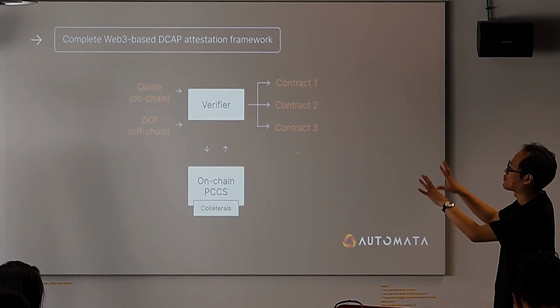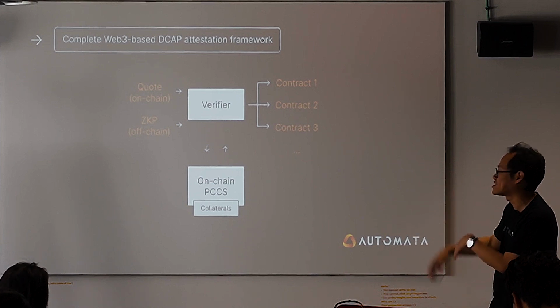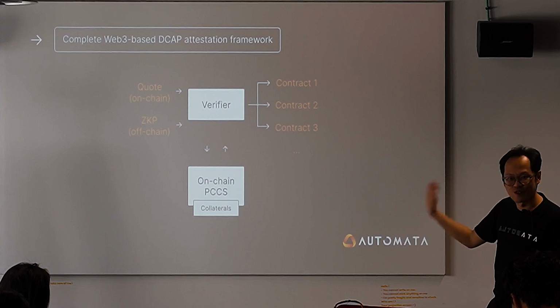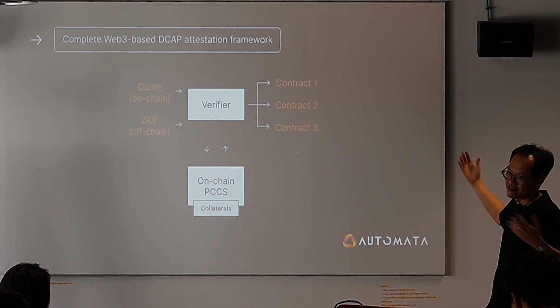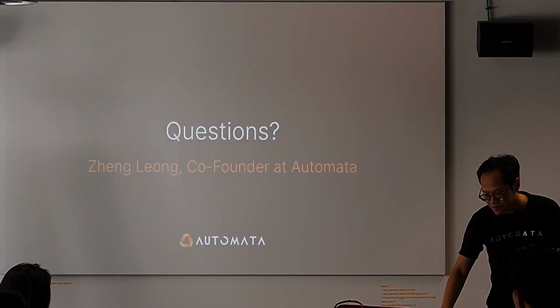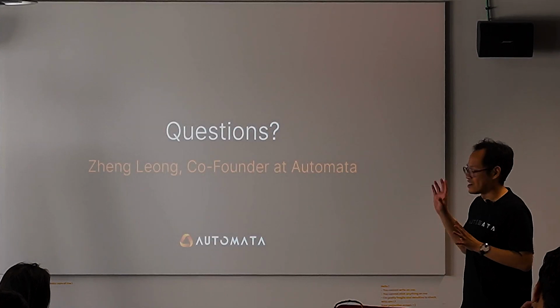So finally, we have an architecture something like this. We have a verifier that talks to the on-chain PCCS that contains the collateral, accepts on-chain verification or off-chain verification of the code, and downstream applications can make use of it. So basically, that's the end.